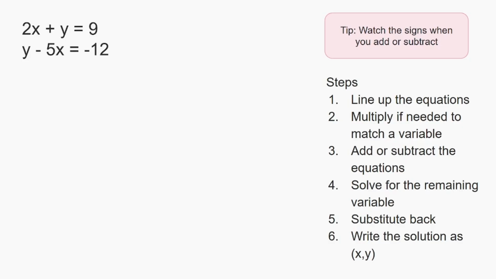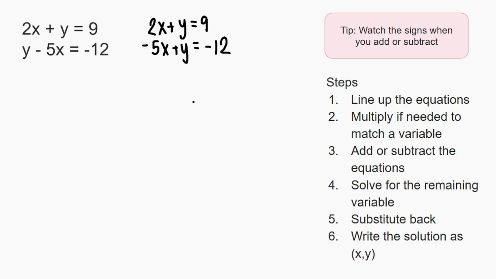Let's tackle the first question. So we're going to start by lining up the equations so the x and the y are easier to see. So this equation is going to be 2x plus y equals 9. And then to have the x in the same place, we're going to move it slightly to negative 5x plus y equals negative 12. Now, as you can see here, this is the exact same equation, just written a little bit differently so it's easier to see.